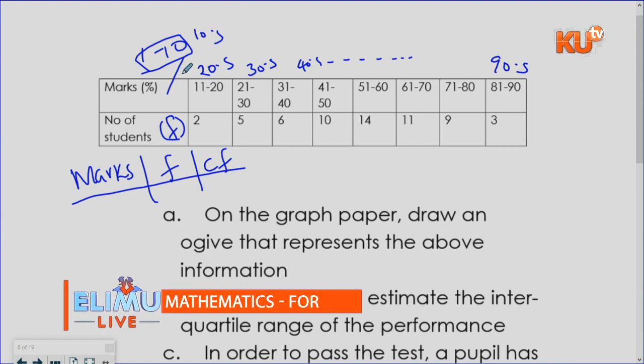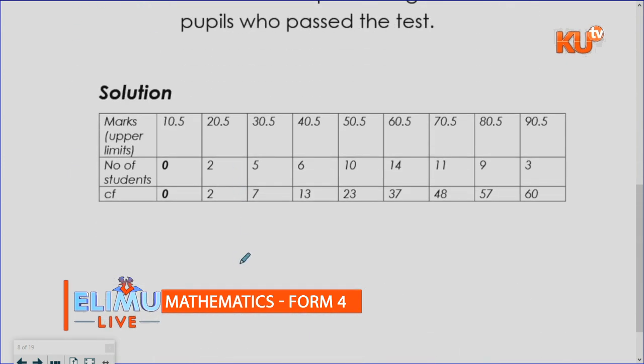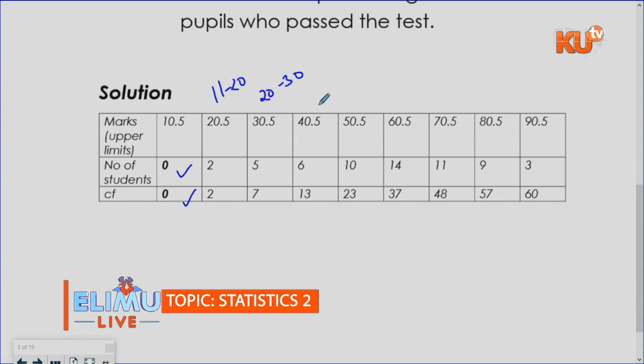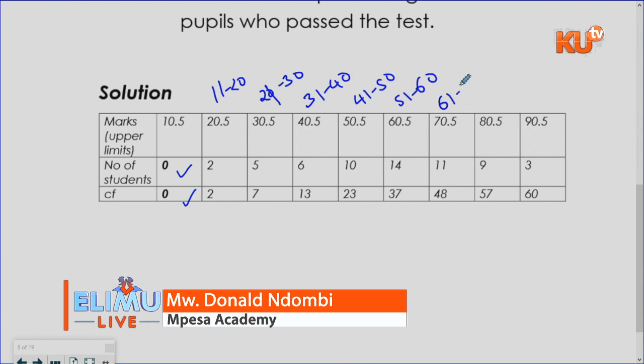So what is the frequency? How many students scored 1 to 10? Zero. Therefore, you will see in my table here, that's my table, I have put these values that are in bold, which were not in the data given, because our data started with 11 to 20. This is 11 to 20, then 21 to 30, 31 to 40, 41 to 50, then 51 to 60, 61 to 70, then 71 to 80, then lastly 81 to 90, like that.